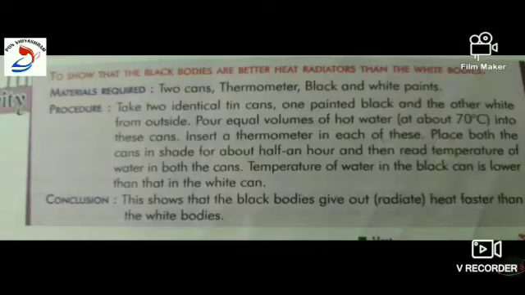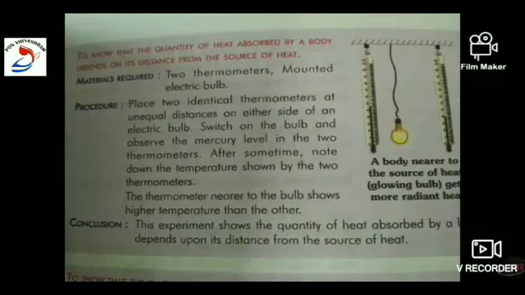The temperature of water in the black can is lower than in the white can. Why? This shows that black bodies radiate heat faster than the white bodies. So, from this, we conclude black bodies are better heat radiators than the white bodies.